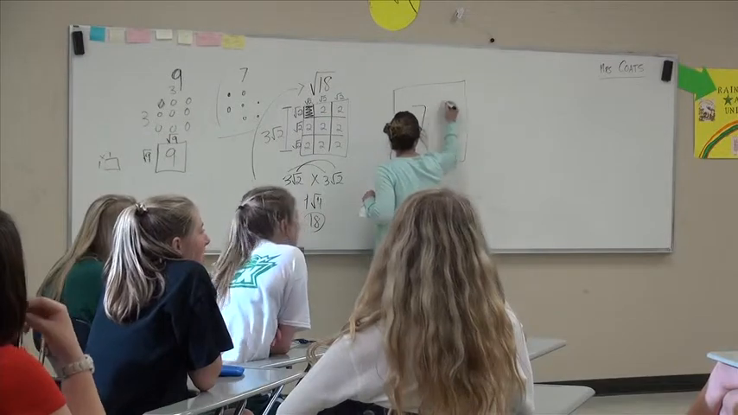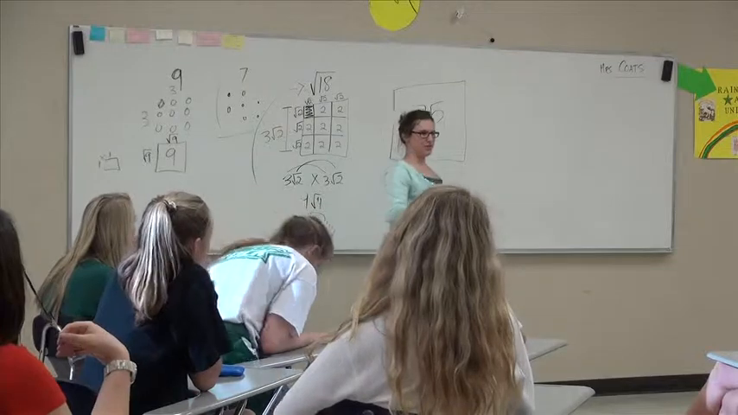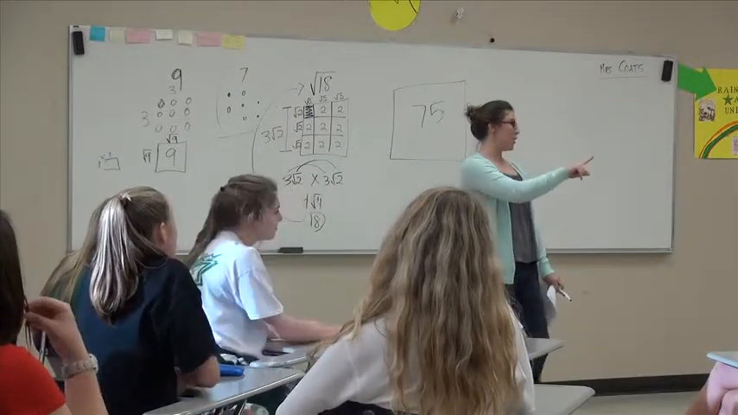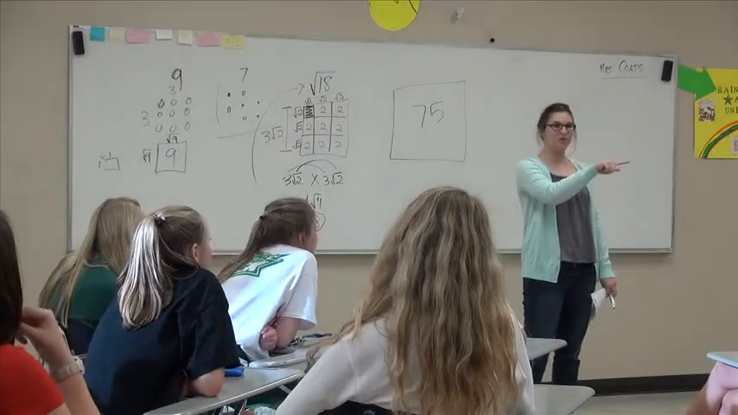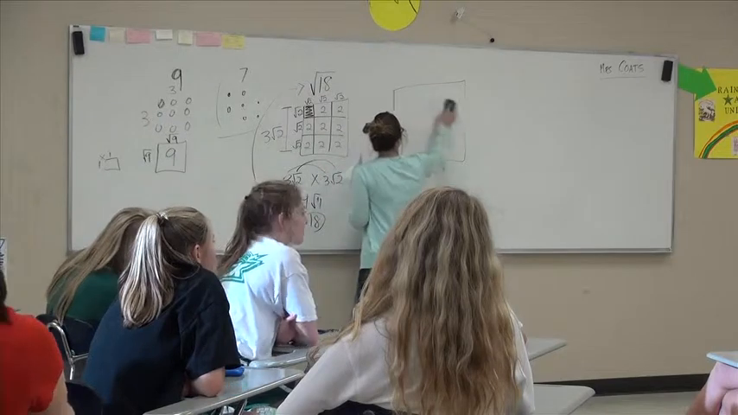And this inside is 75. Okay, what do you think? How many boxes do you think we're going to have? A lot. Let's think about this. We have 25 boxes. So what's on each side? 5 by 5.